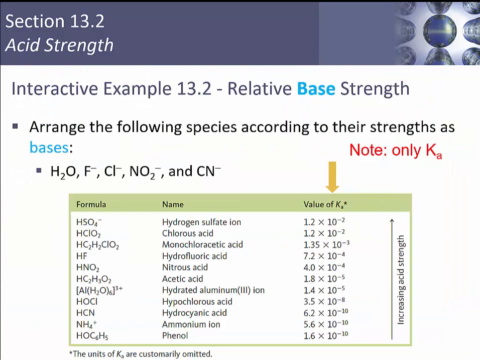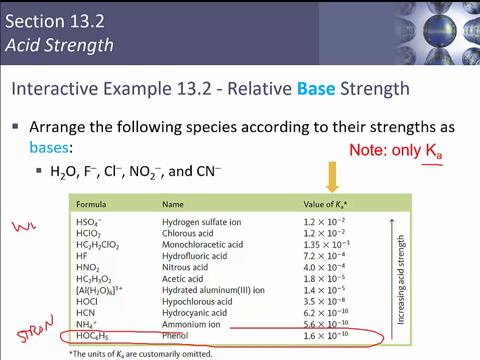Relative base strength is going to go something similar, except that you're going to look at whichever one has the smallest Ka value, and that is going to be your strongest base. So phenol, this guy's going to be your strongest. And this guy up here is going to be your weakest base. All right.